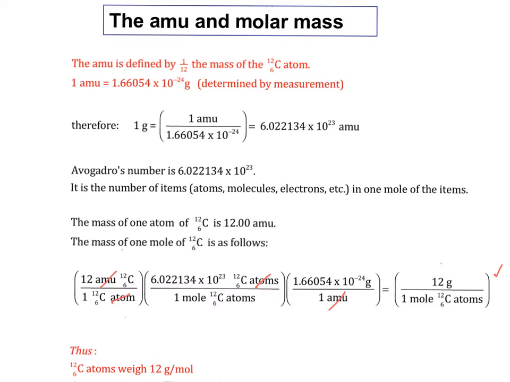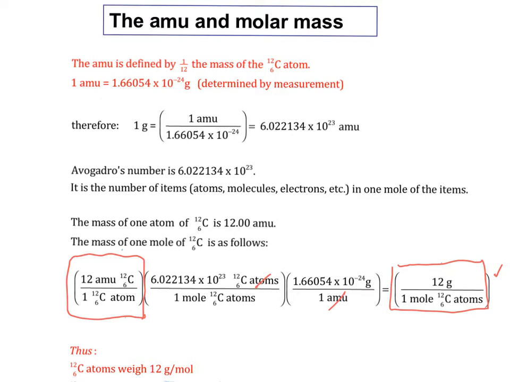All right, so the point of this is to say that, let's erase some of this here. One atom of carbon-12 weighs 12 AMU, and 1 mole of carbon-12 atoms weighs 12 grams.